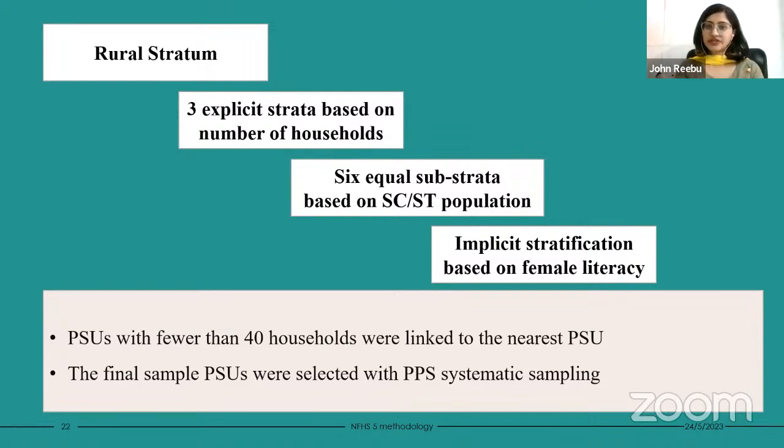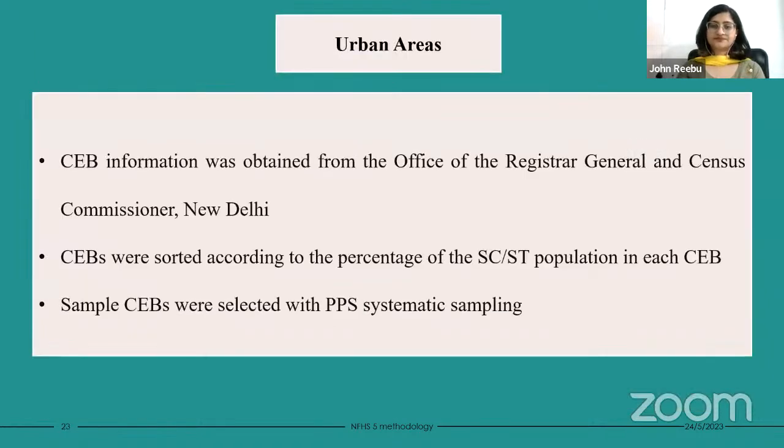Suppose a primary sampling unit had less than 40 households, they were linked to the nearest primary sampling unit in order to make the number correct. And final sampling was done with PPS systematic sampling.